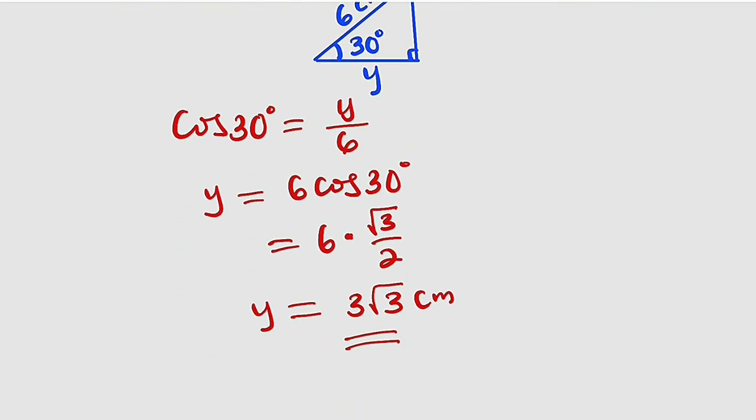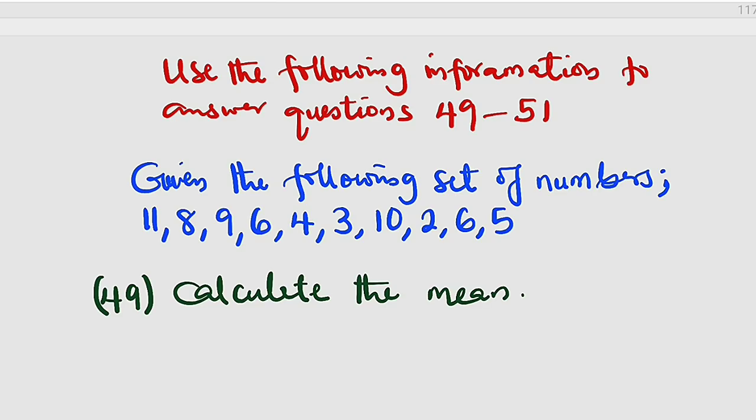Now let's move on to question number 49. We are asked to use the following information to answer questions 49 down to 51. Given the following set of numbers, you can see the numbers right here, we are asked to calculate the mean.